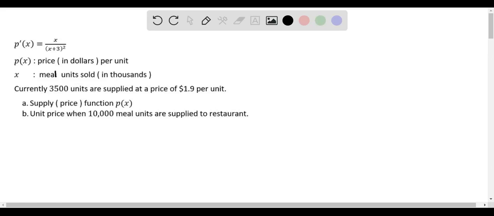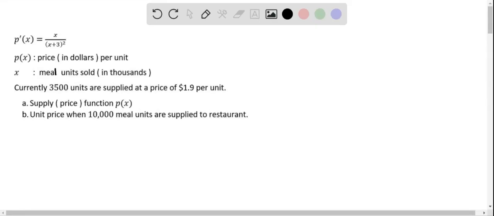We will now determine how to find the supply function P of x when we are given the marginal price of x thousand units of a new meal item is supplied. So P of x is the price in dollars per unit and x is the number of meal units sold in thousands. And currently we are given 3,500 units are supplied at a price of $1.9 per unit. So let's see how to determine the function P of x.